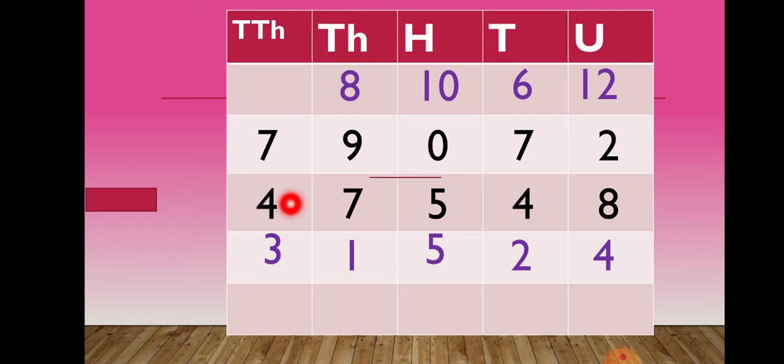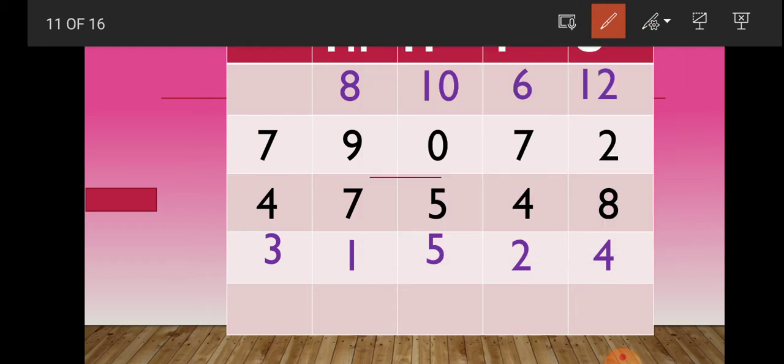When you subtract 47,548 from 79,072, you have remain 31,524. All of you understood? Very good.